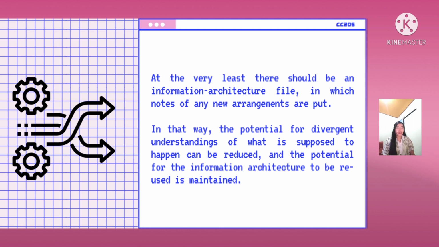At the very least, there should be an information architecture file in which notes of any new arrangements are put. In that way, the potential for divergent understandings of what is supposed to happen can be reduced, and the potential for the information architecture to be reused is maintained.